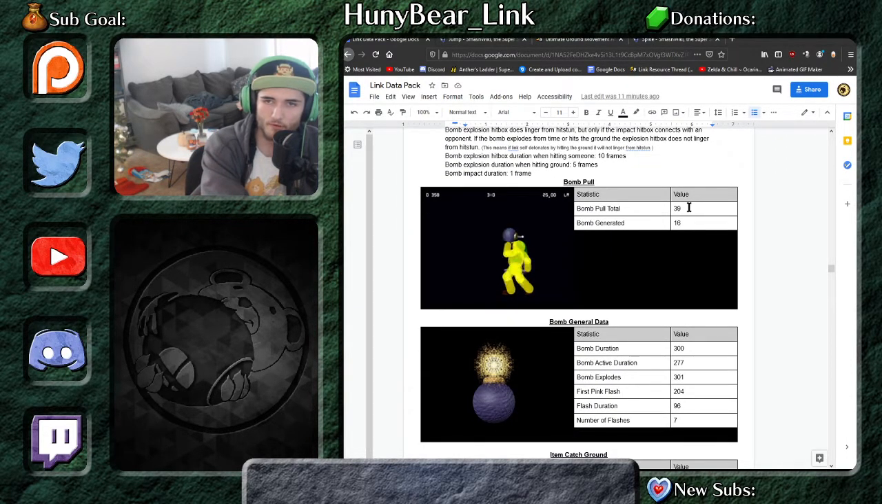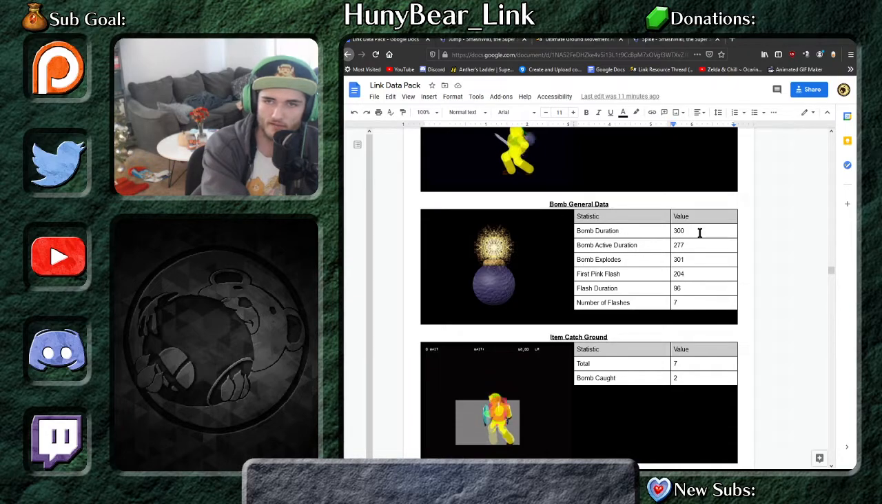Alright, so we got our bomb pull here. Bomb pull animation takes 39, generated on frame 6. Bomb generated data, duration 300. Bomb activate duration 377. Bomb explosion 301. First pink flash on frame 204. Flash duration 96, and number of flashes is 7.